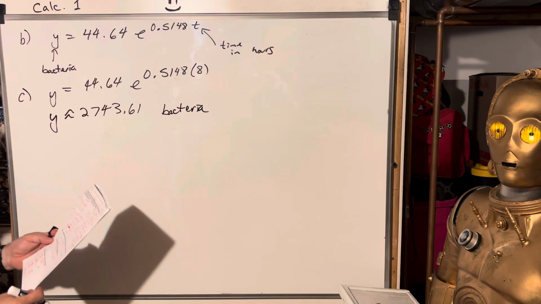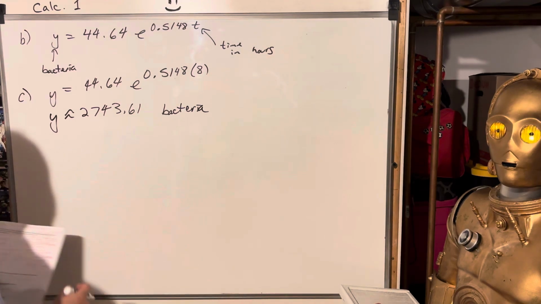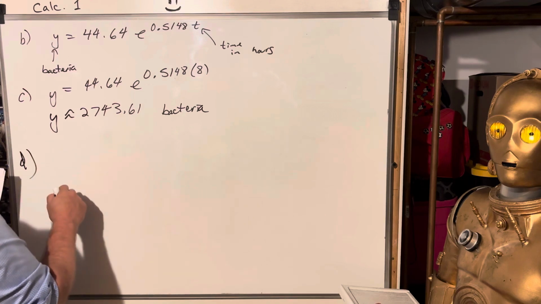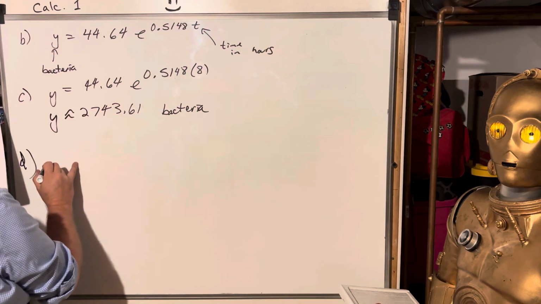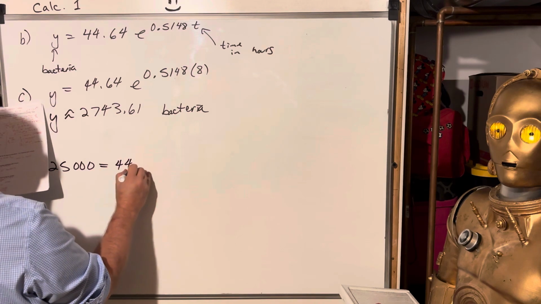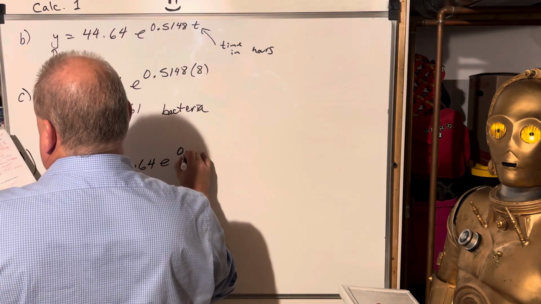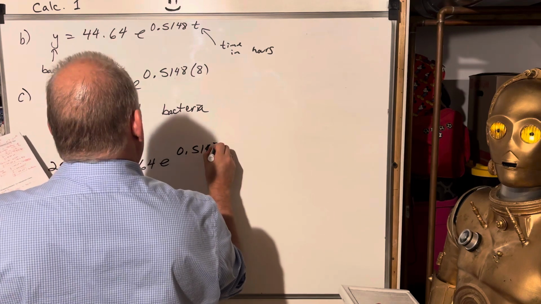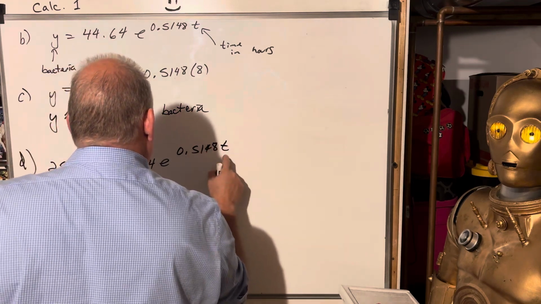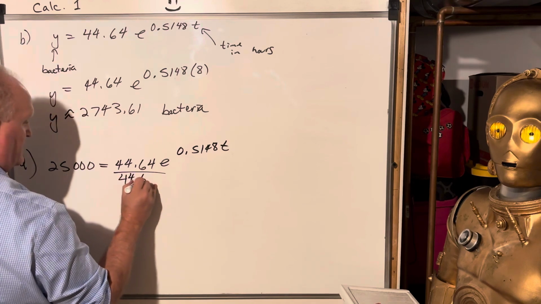All right, and then after how many hours will the bacteria count be 25,000? So now what we're going to do is say 25,000 is equal to 44.64 e to the 0.5148t. So we don't know t this time. Divide by 44.64.